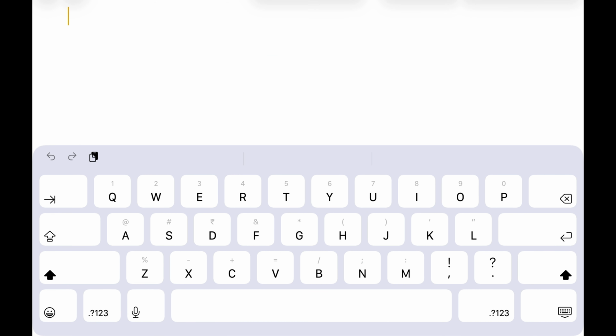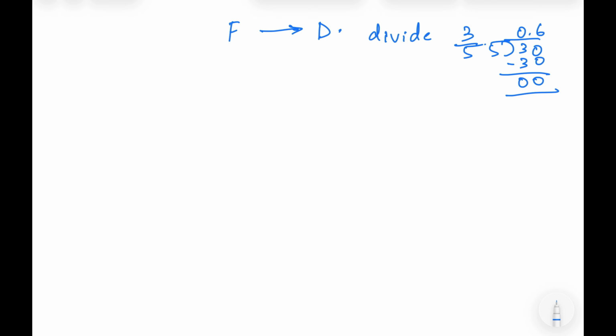Okay, so now we will study the conversion of numbers from decimals to fractions and fractions to decimals. When we have a fraction and we need to convert it into a decimal, we simply divide. So suppose the fraction is 3 upon 5. What will you do? You will divide like this. So you got the answer, right? So fractions to decimal is very easy. You just divide.